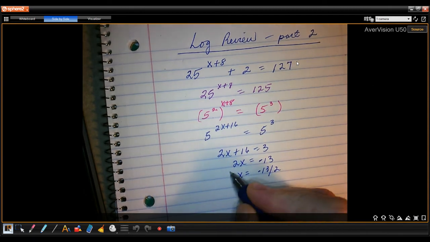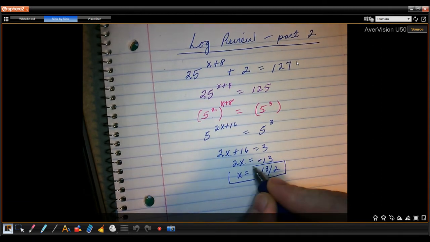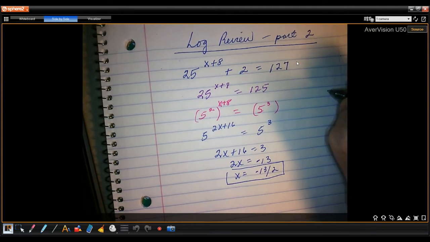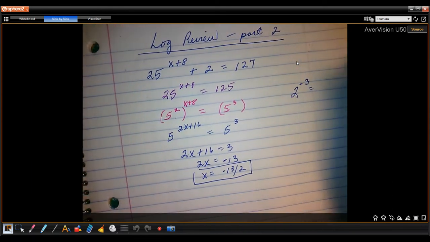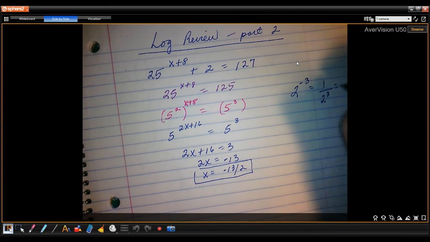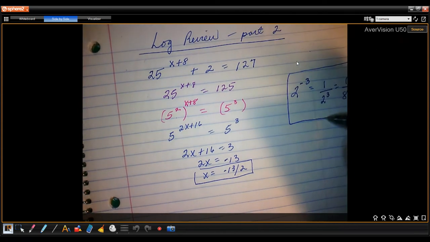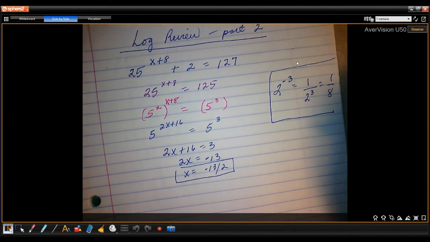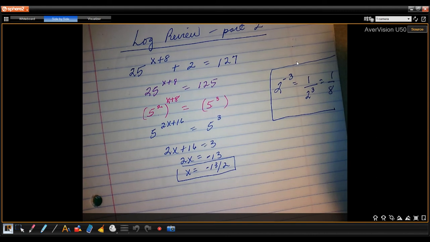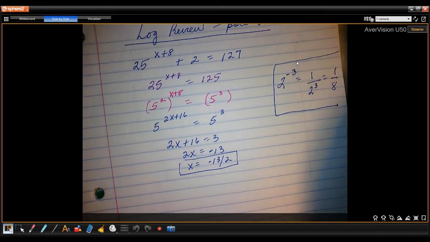So you can have a negative exponent, right? A negative exponent just flips the number. Let's remind ourselves of that. So 2 to the negative 3, that's the same thing as what? 1 over 2 cubed, which is 1/8. So you can have negative exponents like that. Okay, that's possible. All right, so that's just another little review, taking the same base on both sides.